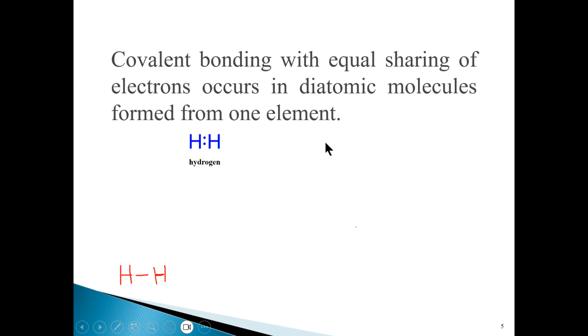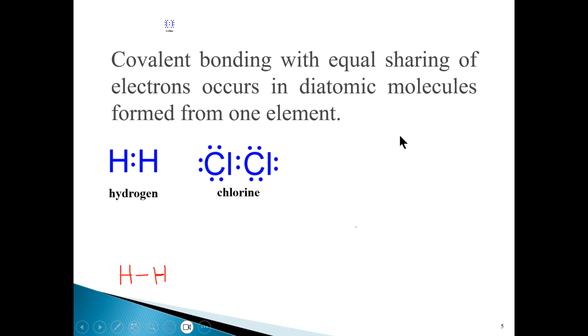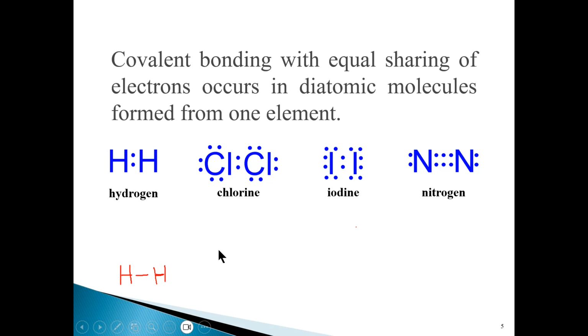Now, what we're going to look at here are some examples of diatomic molecules such as hydrogen, chlorine, iodine, and nitrogen. And in each of these cases, we have electrons being shared between the two atoms. In this case, and in this case, we have two electrons being shared between the atoms, right? And therefore, we have a pair of electrons being shared. Now, in the case of nitrogen, this is a bit different from the others, because we have three pairs of electrons being shared between the two nitrogen atoms, all right?